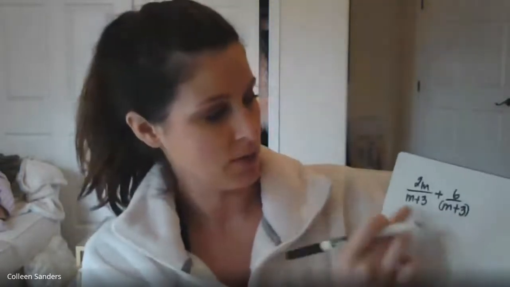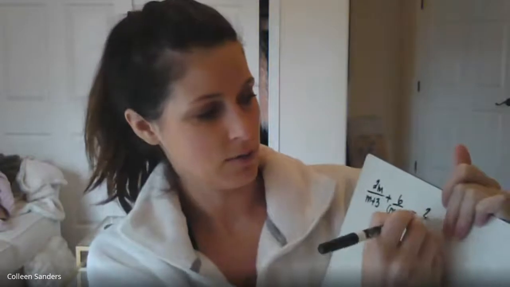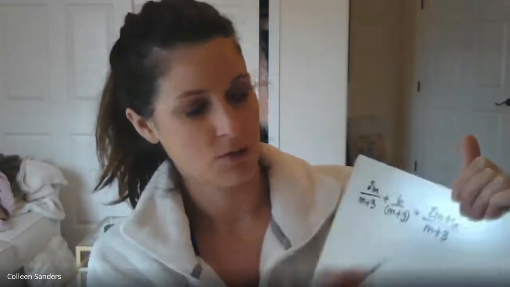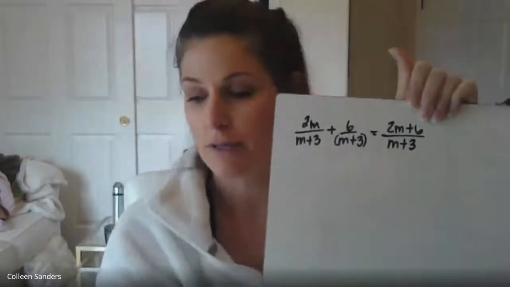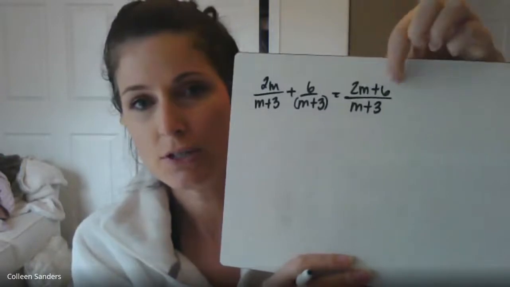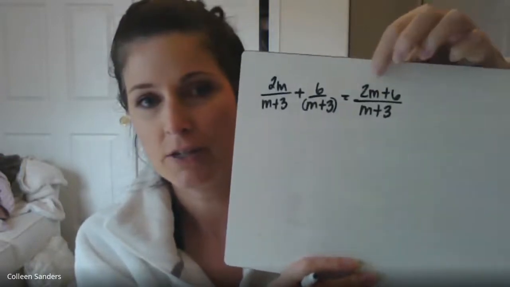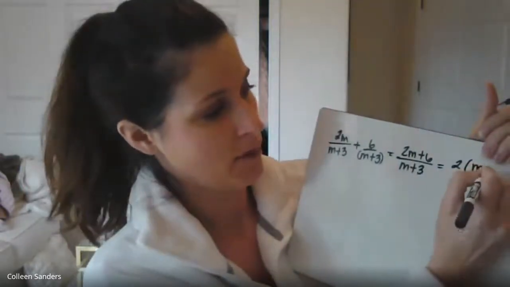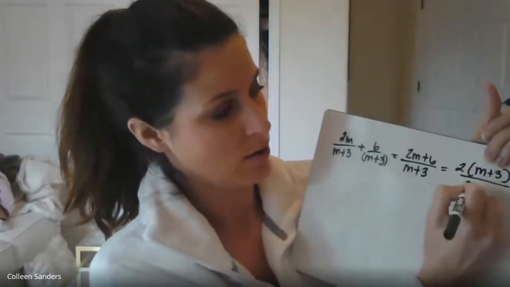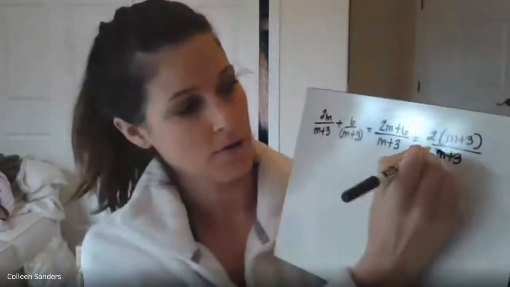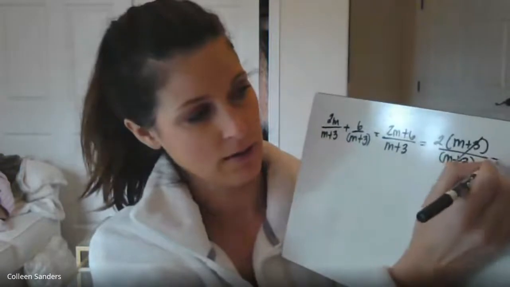But they're the same denominator, so I can add them on top. So it'll be 2m plus 6 over m plus 3. And a lot of students will leave it like that. However, you're not done. Do you see there's a common factor in the top? I can factor out a 2, and that'll be 2 times m plus 3 all over m plus 3. And now that that whole thing is the same, you can cancel that, and it'll be 2.